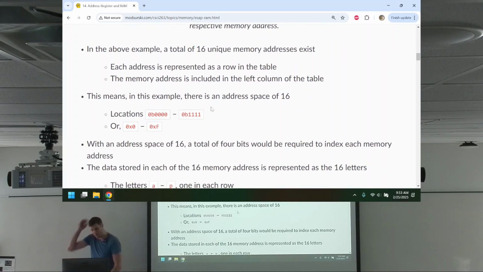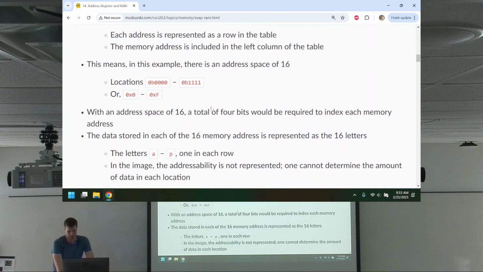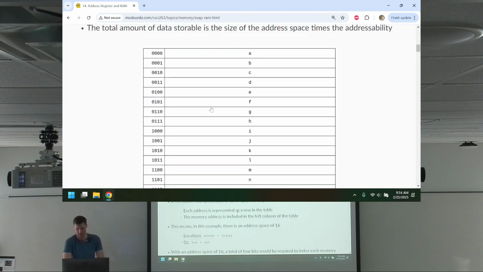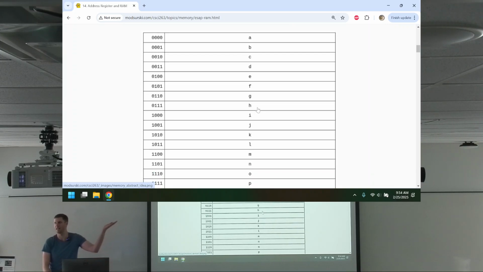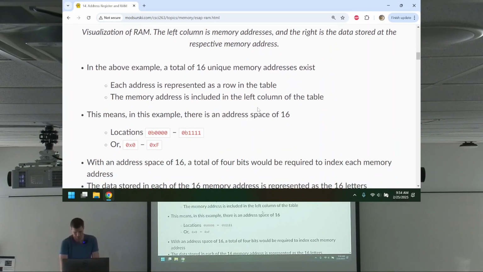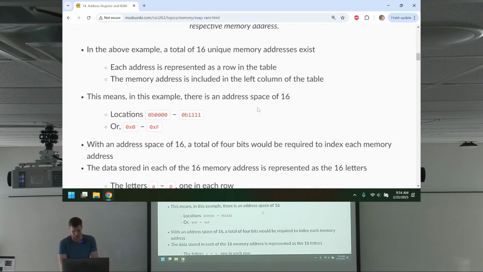Okay. In the above example, a total of 16 unique memory addresses exist. Each is represented as a row. The memory address is included on the left. And here I'm showing A, B, C, D, E, F, G. The fact that it's an A, it's a B, is entirely irrelevant. Each character is just some data. That is 1 byte. Each address is represented as a row, each memory location.